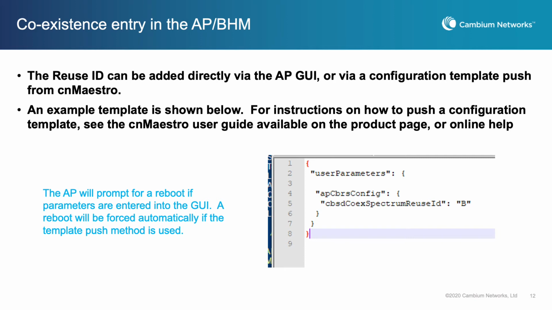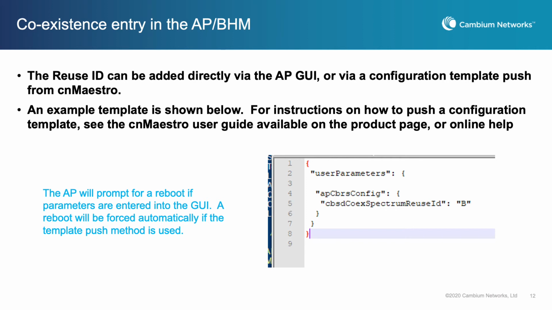There is also a way of putting a variable into this template, which could be useful if you had a lot of different reuse IDs you're using. That's probably not necessary, assuming you only have a handful of reuse IDs, but if it's something that you're interested in, again, see the cnMaestro user guides.